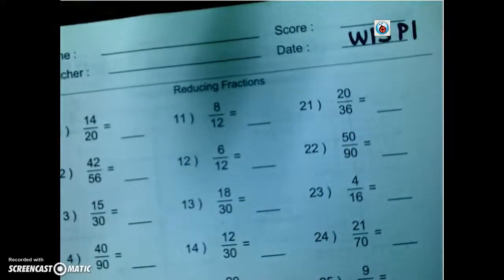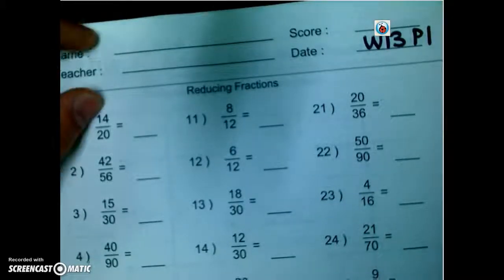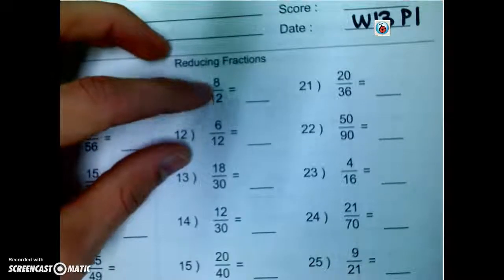Hello, this is week 13, page 1, and we're going to cover several of the pages in this packet here. Now, this first part's all about reducing fractions. And so we know that we can do this by hand by maybe looking at numbers that we can divide both the numerator and the denominator by.